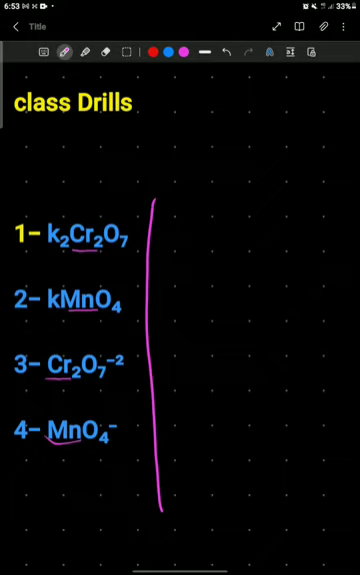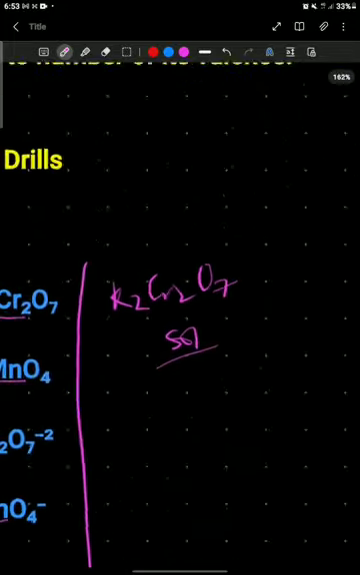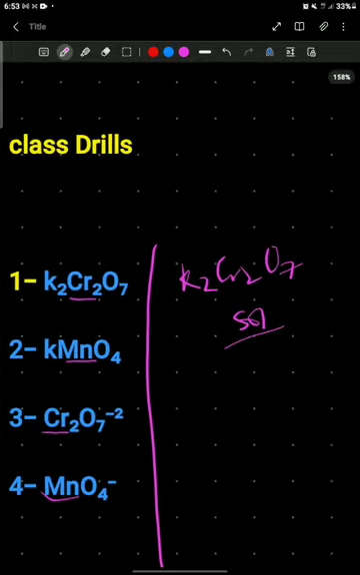The number one is K2Cr2O7. So we write the solution. The first rule in solving oxidation numbers is that you ask yourself, do they have any charge? If they are equal to any charge, they should be equal to the number of their charge. And if they don't have any charge, they should be equal to 0.